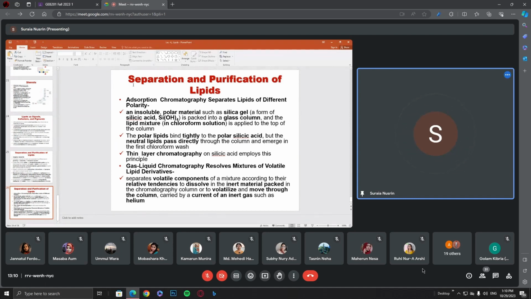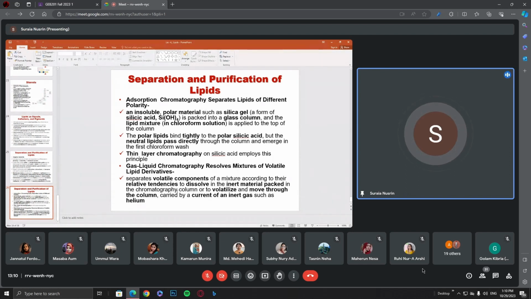The particular chromatographic method developed based on this adsorption chromatography is called thin layer chromatography. Thin layer chromatography is the application of adsorption chromatography. This is one of the very simple and common chromatographic methods for the separation of lipids.